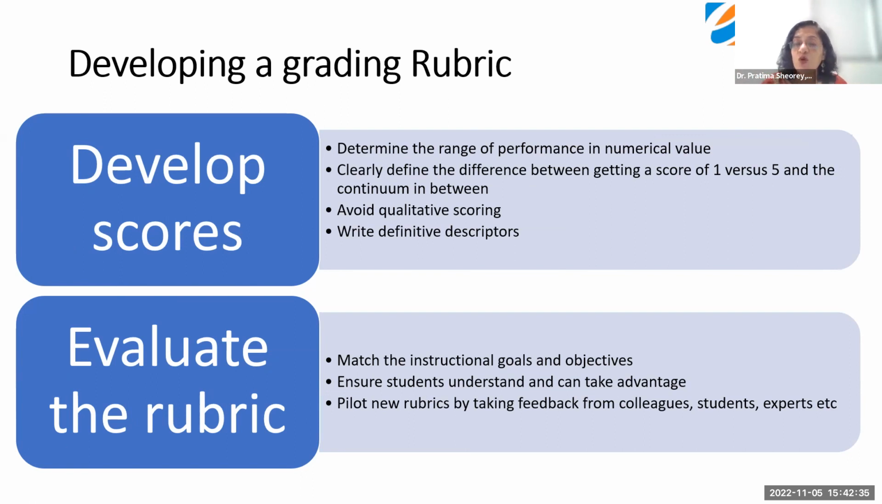Match the instructional goals and objectives. Every time you design a rubric, once you've gotten it right, it doesn't mean you leave it alone. Come back to it and check whether your course outcomes, program outcomes have changed, then at the grassroots level, your rubric also needs to change, right? Ensure that students understand and can take advantage of the rubric. Can they understand what is happening? Does it give them clear feedback? It's a great idea to take student feedback, please, and really candid feedback is needed, right?